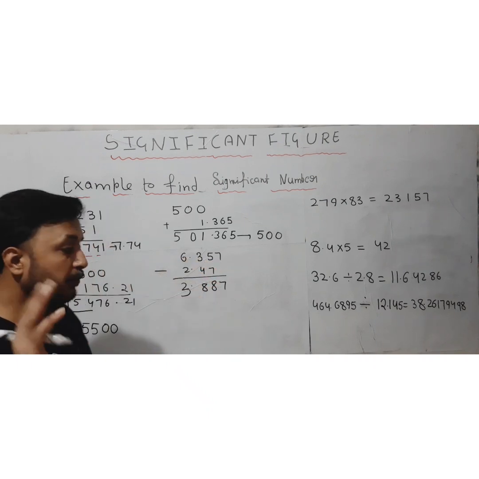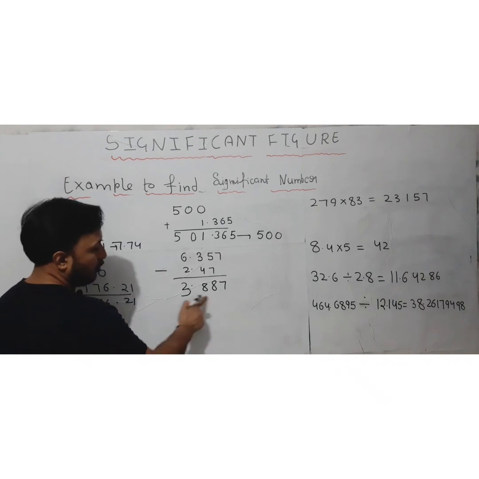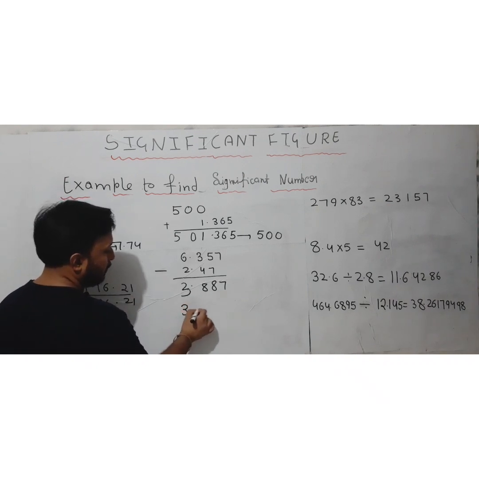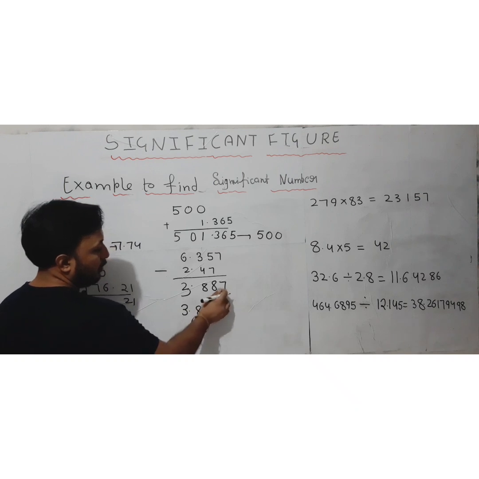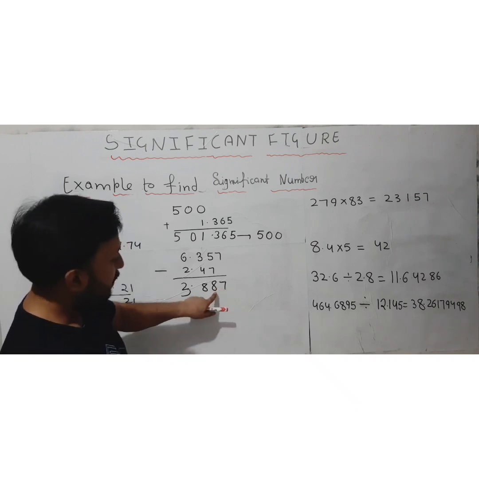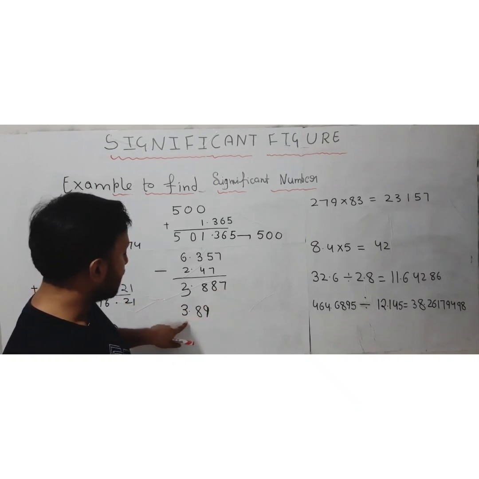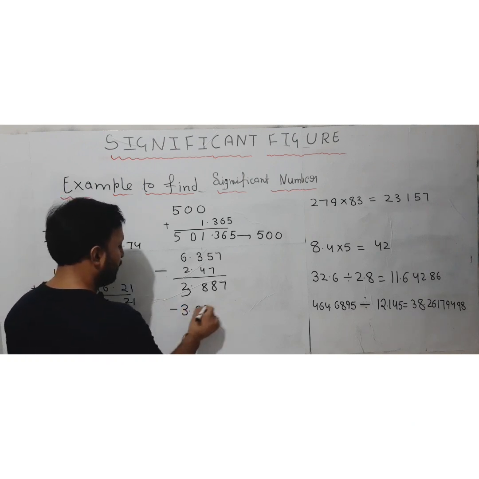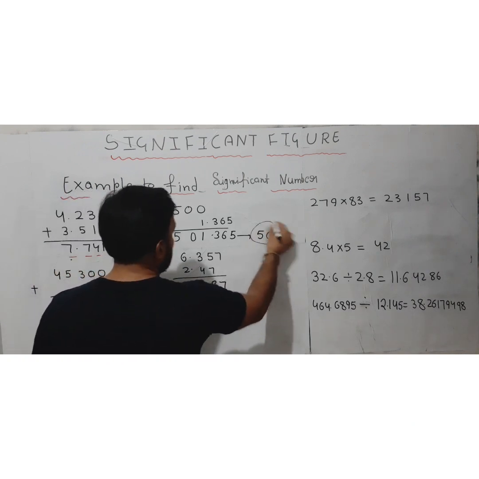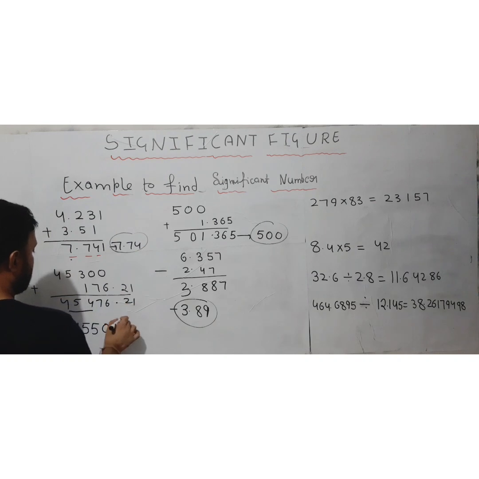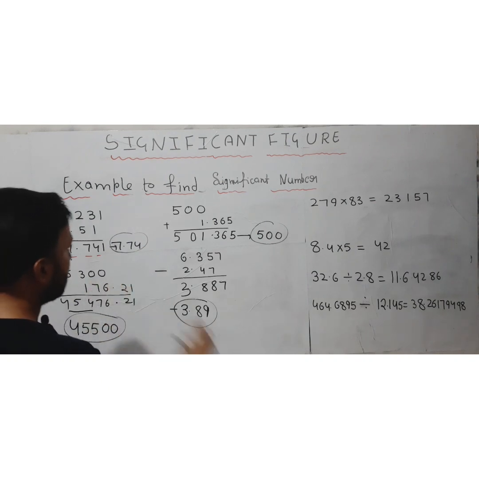So our answer should be in the minimum 3, so we have to round off this value. Our answer is going to be 3.89, because when you remove 7, the other value is going to increase by 1. So it becomes 3.89, and that is going to be our answer. Like that you can find the answers in case of addition and subtraction.